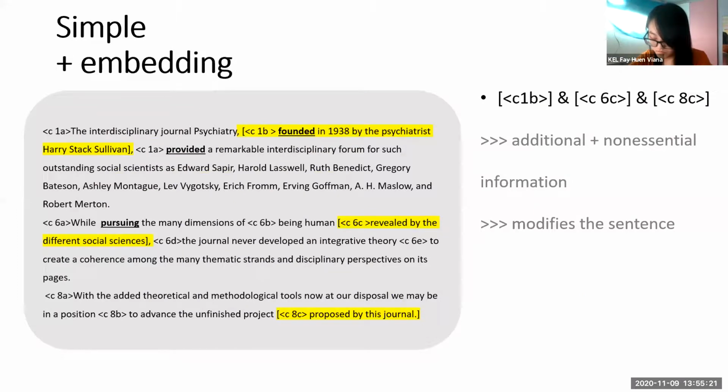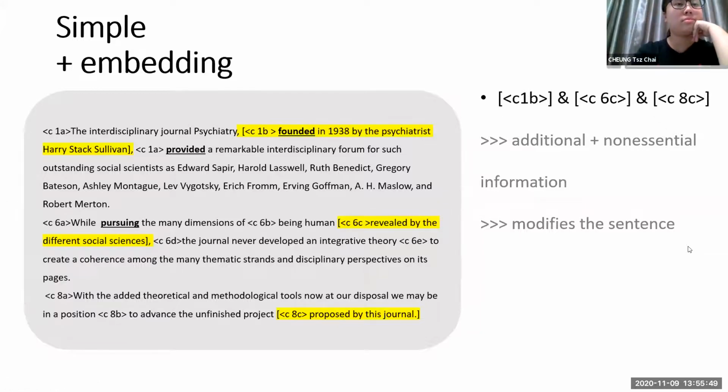Here are some other examples on the embedding in the simple structure from the abstract. For C1b, C6c, and C8c, they are the embedded clauses that provide additional and non-essential information to modify the sentence. C1b provides additional information of the establishment of the interdisciplinary journal psychiatry. C6c provides additional information for the pursuing. C8c provides additional information on the source of the unfinished project.